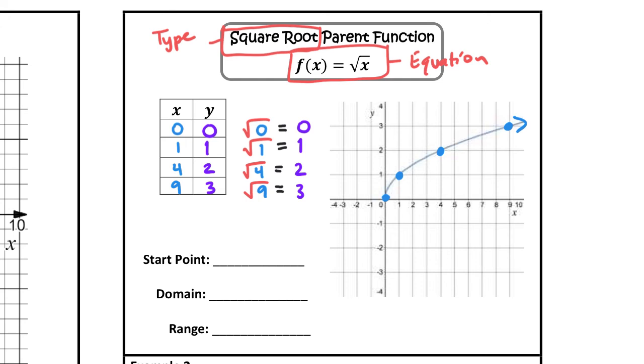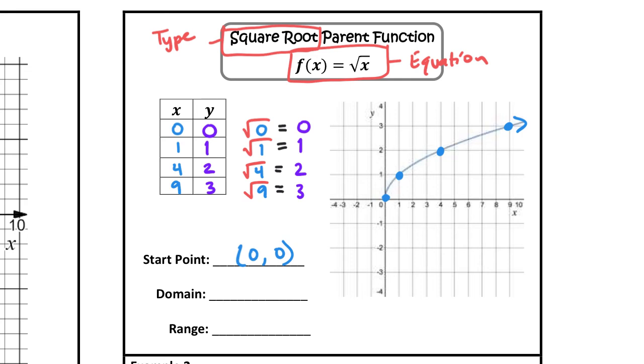The starting point is the first point that we listed. So in this case, the starting point is 0, 0. That's where the shooting star starts. It starts at a particular point and then it shoots out towards the right. So in this case, the starting point is at 0, 0.